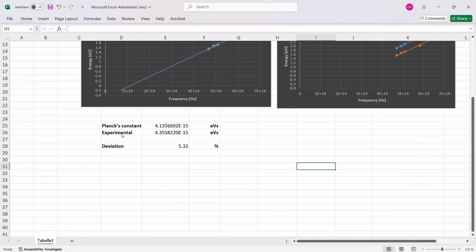So we can finally conclude that the slope of the regression line is an experimental approximation of Planck's constant, which deviates only 5.3% from the exact value.